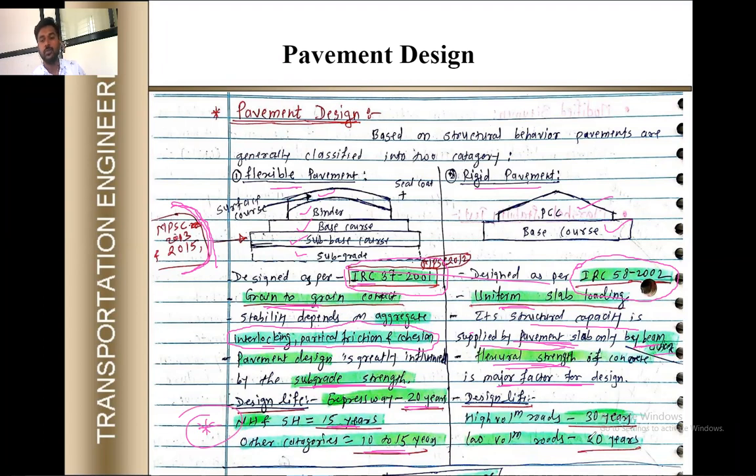In the rigid pavement, the design life is considered as 30 years for high volume traffic roads and 20 years for low volume traffic roads. This also you should know. For the rigid pavement, approximately 30 years lifespan will be there. For flexible, it depends: expressway 20, national highway 15, other roads 10 to 15. So likewise the life period of the pavement will be there. This is the difference between the flexible and the rigid pavement. This is a very important difference.